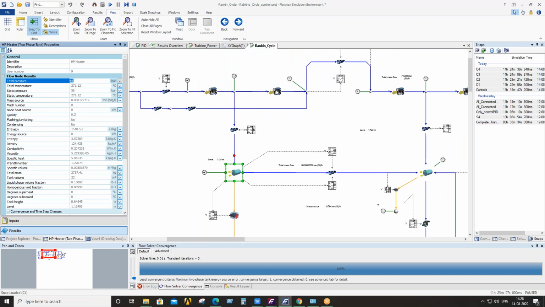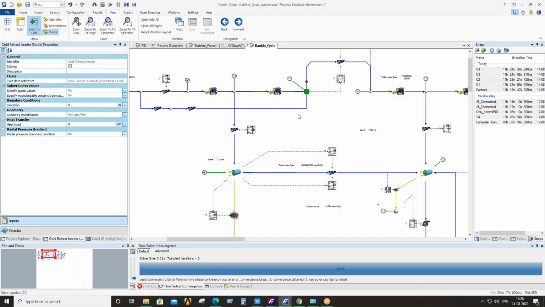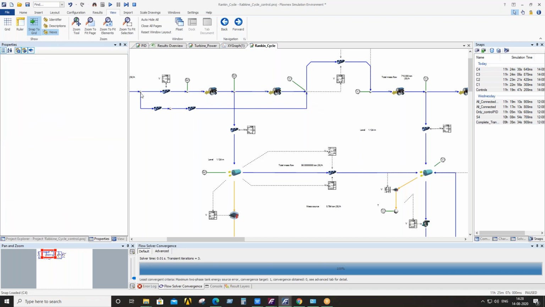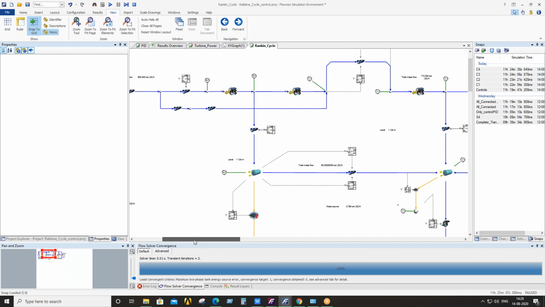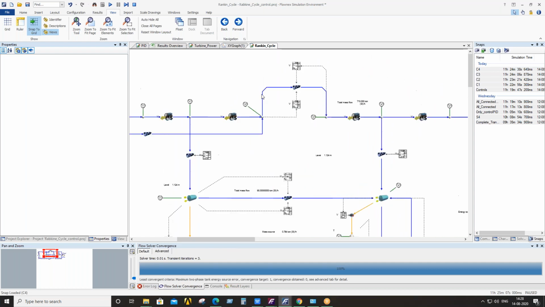So after that, this is the second stage of the HP turbine, and after expansion of the steam in the second stage, it goes to the cold reheat header, and this cold reheat header will also be connected with the bypass line, and from this header it goes to our reheater.